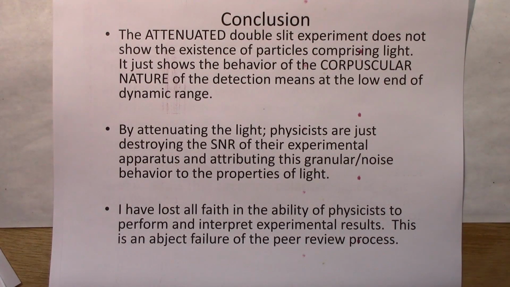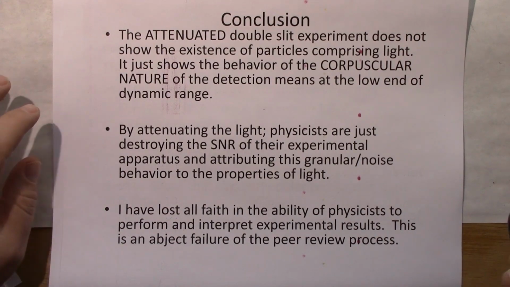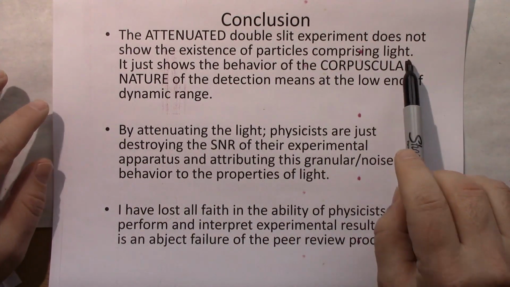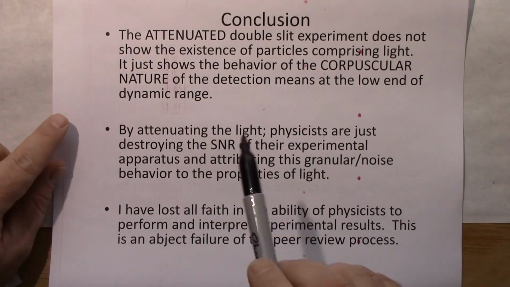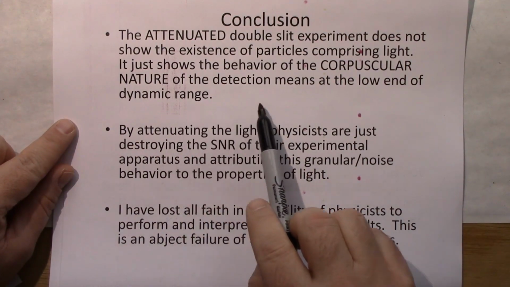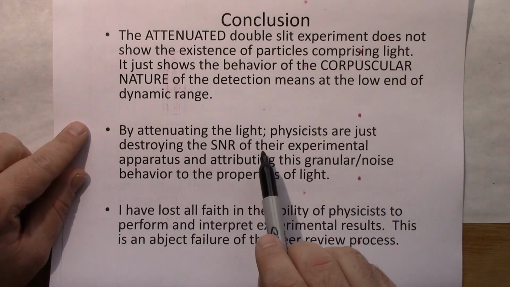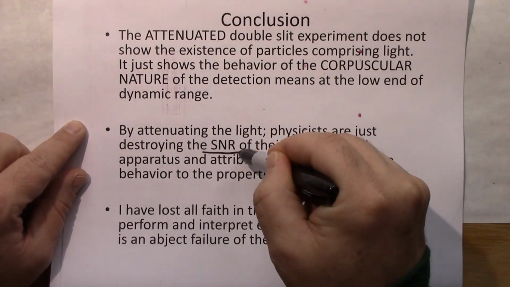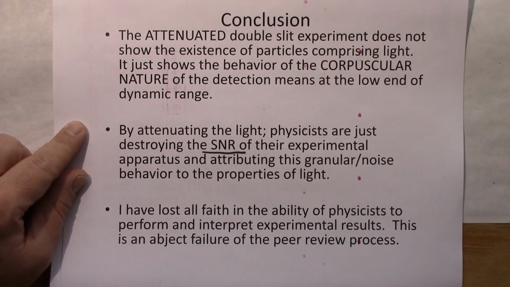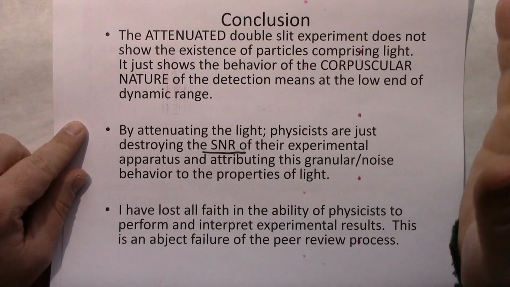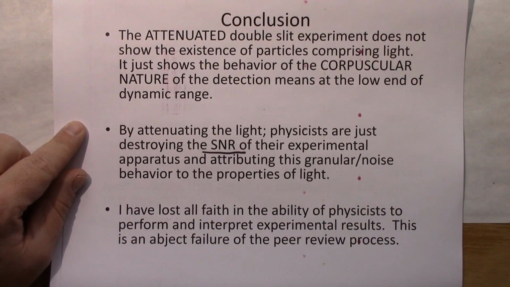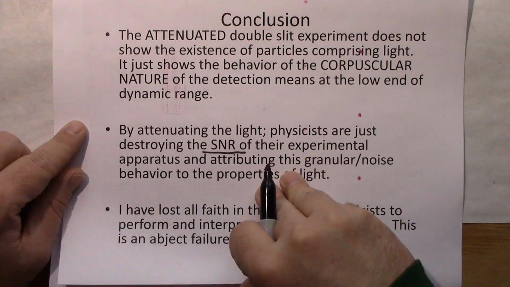So the final conclusion. The attenuated double slit experiment does not show the existence of particles comprising light. It just shows the behavior of the corpuscular nature of the detection means at low end of its dynamic range. By attenuating the light, physicists are just destroying the signal-to-noise ratio of their experimental apparatus and attributing this granular noise behavior to the properties of light. I have lost all faith in physicists.